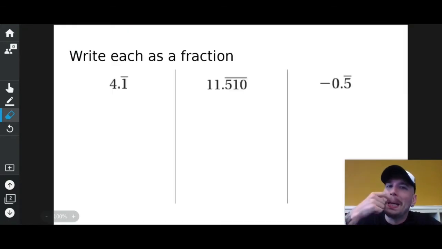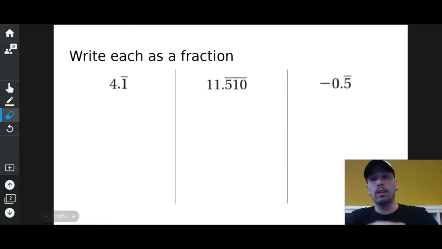Back to basics. Look, repeating decimals. 4.1 with a line on top. What does that mean? Oh, 4.11111111. Fun fact, if you have repeating decimals, however many numbers are repeating, and in this case one, and in the middle one it's three, and in the third one it's one, you write that repeating decimal over as many nines. For example, 0.1 is repeating.